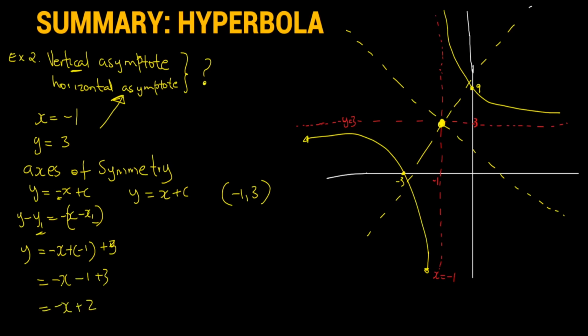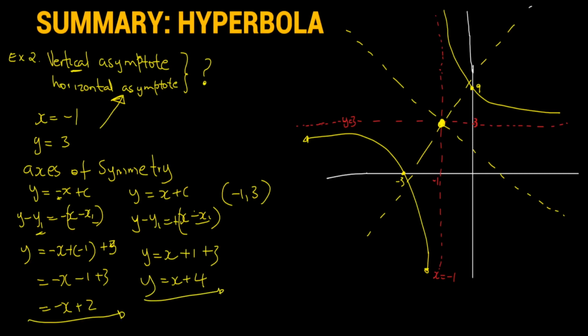We go to the second equation. We have y minus y1 equal to x minus x1. And we know in this case it's positive. So we have y equal to x minus x1, and in this case we have minus 1, so it's going to be positive 1 plus 3, and we have y equals x plus 4. So we have 2 equations, and if it's 2 marks, you're going to get 1 mark for this and 1 mark for that. So we have the vertical asymptote, the horizontal asymptote, and the axes of symmetry.